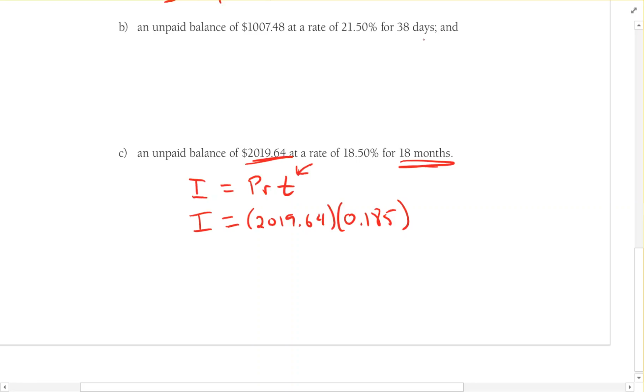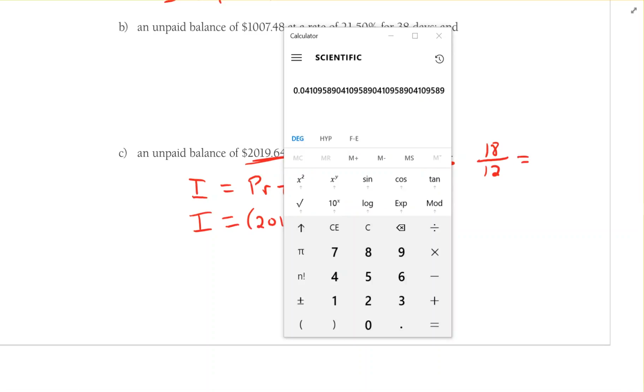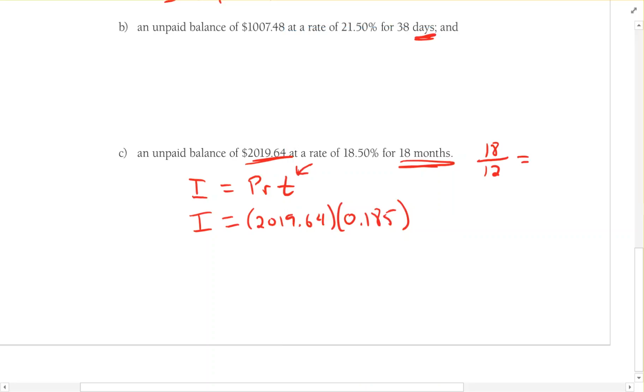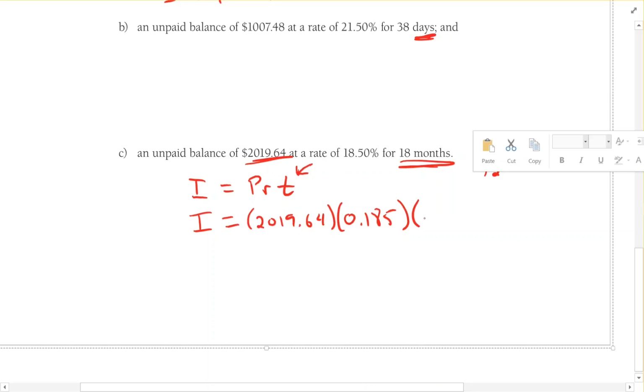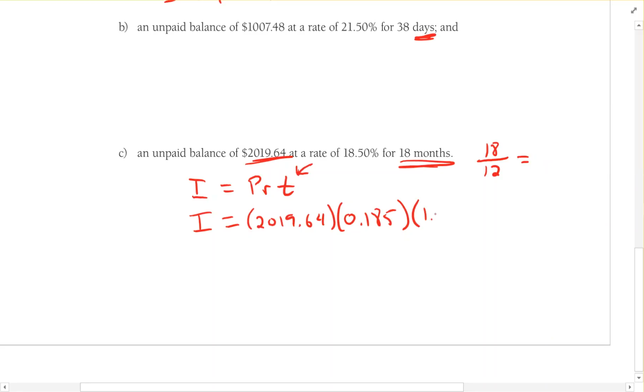The only thing we have to do is, last time it was in days, so we divided by 365. How many months are in a year? Well, there's 12, right? So if I want to convert this into years, all I need to do is go 18 months divided by 12 months in a year. 18 divided by 12 is going to be 1.5. So 18 months is the same thing as 1.5 years. Okay, and then finally just multiply them all together. And I get $560.27.